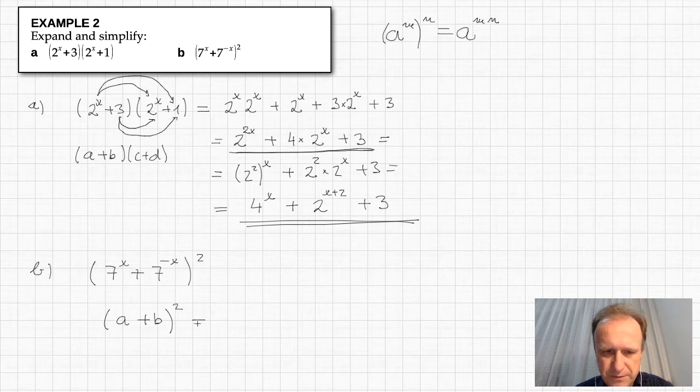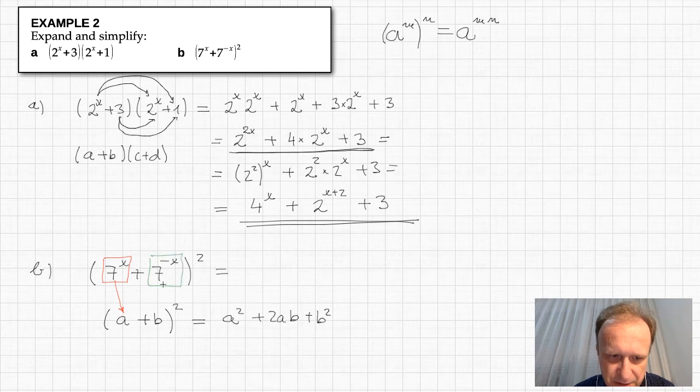So as you know, this is a squared plus 2ab plus b squared, and we can do exactly the same thing here. So our a in this case is this number here, and our b is this second number here. So we are going to work with those two numbers. So first we have the term a squared. So we take 7 to the power of x and square it like this.